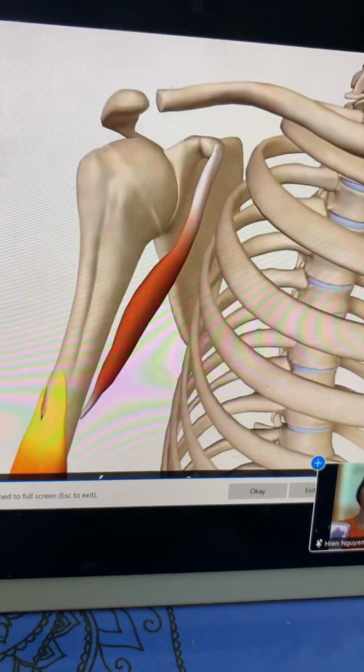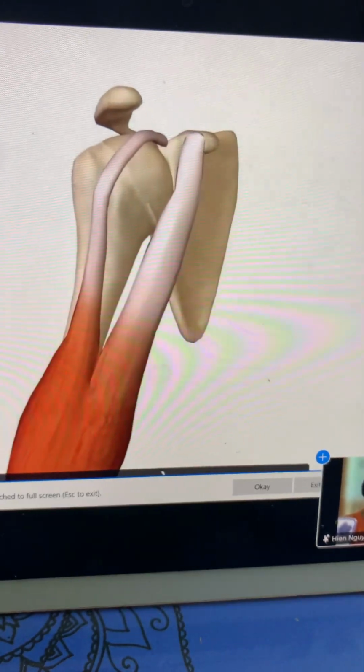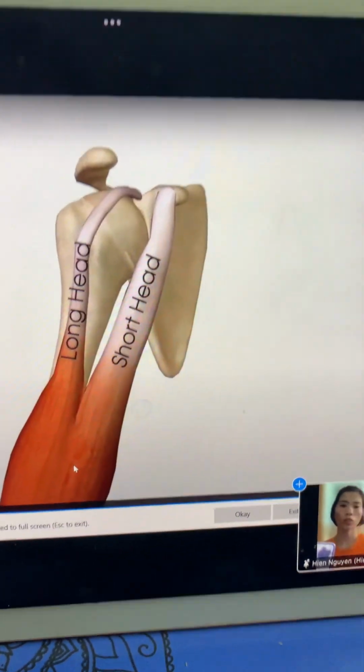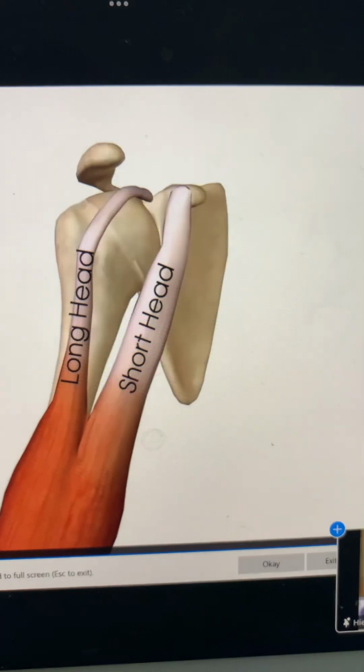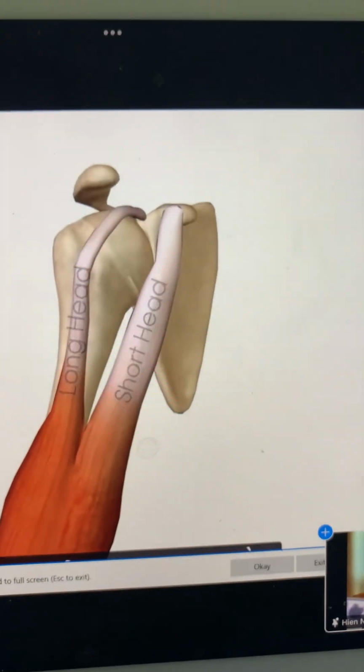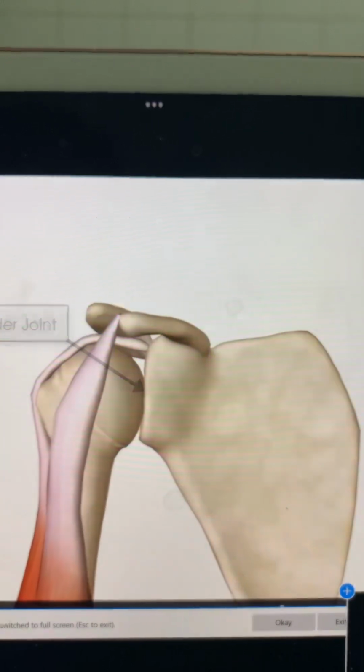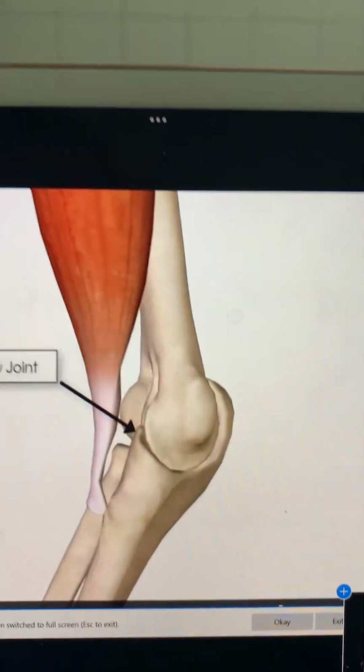So our biceps has two heads. It has a long head and a short head. And it's known as a biarticular muscle because it extends across two joints, the shoulder joint and the elbow joint.